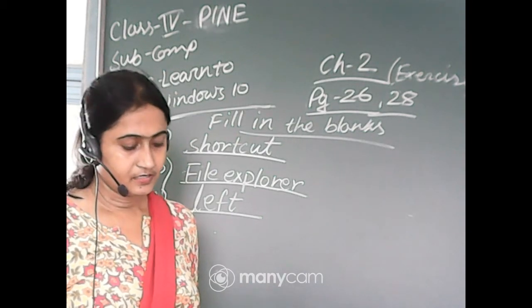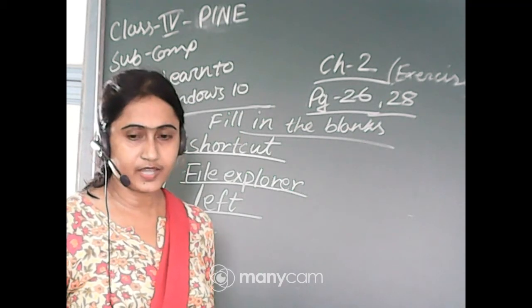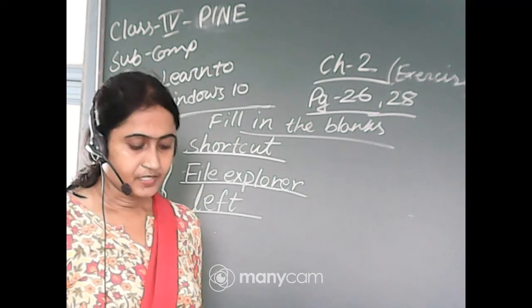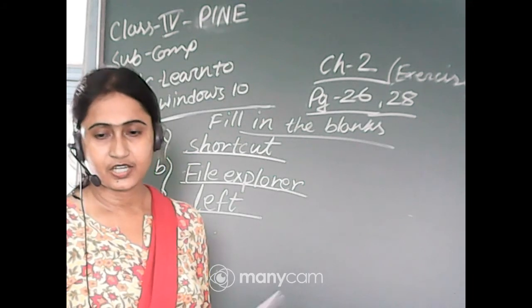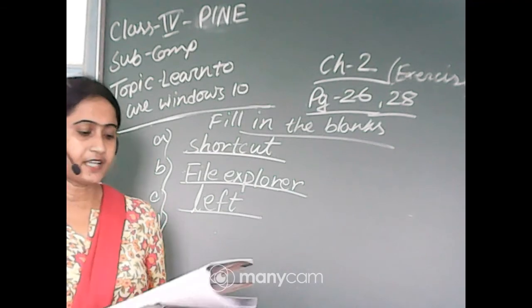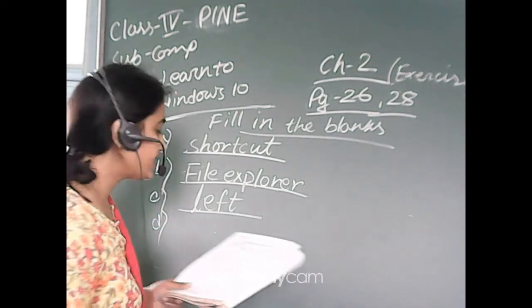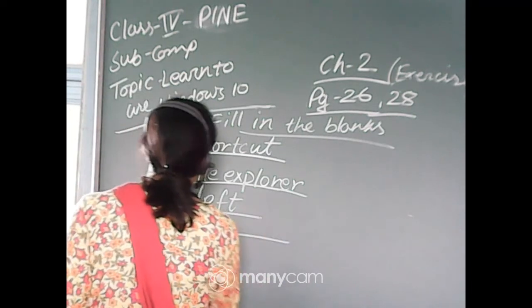Next, number D. Jishan, beta, write down. When two or more programs can run together, it is called multitasking.